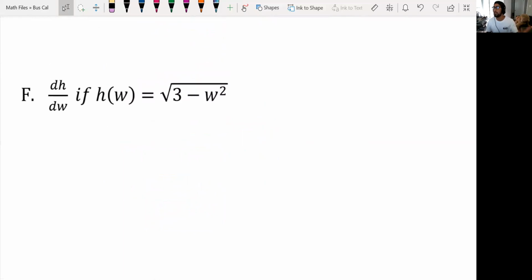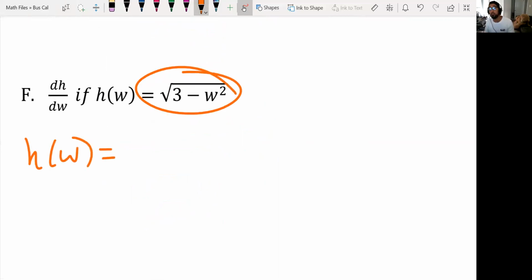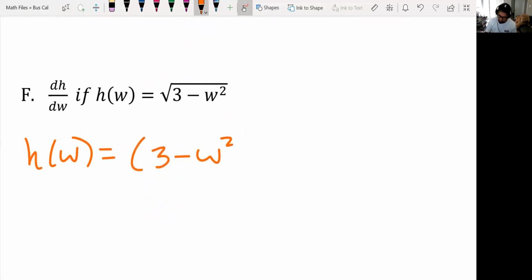F. Just like above, we're going to have to rewrite this. So first we say h of w, and the square root of 3 minus w squared can be rewritten as 3 minus w squared to the 1/2. There's our rewrite. We just go from radical to rational exponent. And now we're ready to take the derivative using the chain rule.